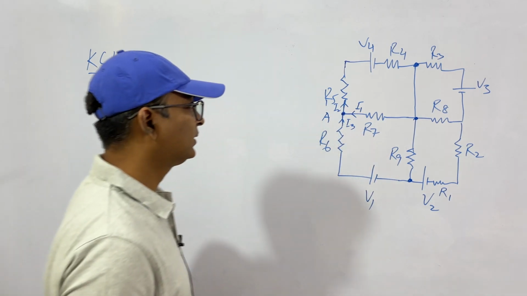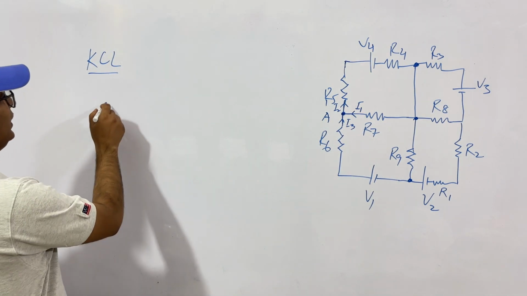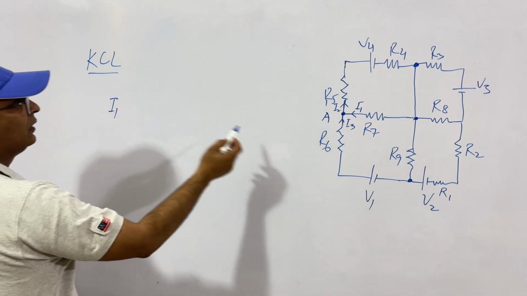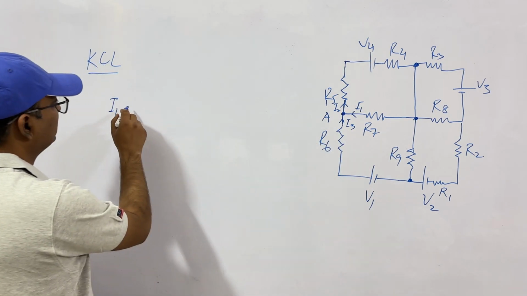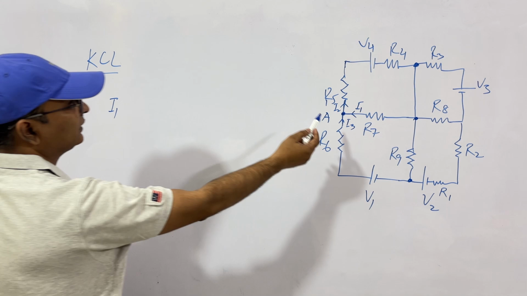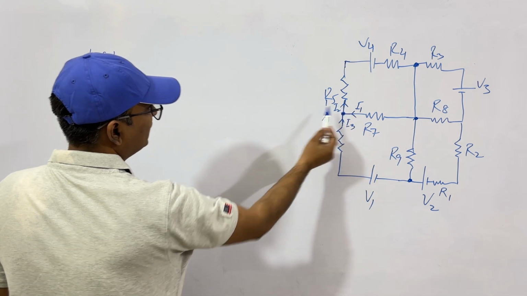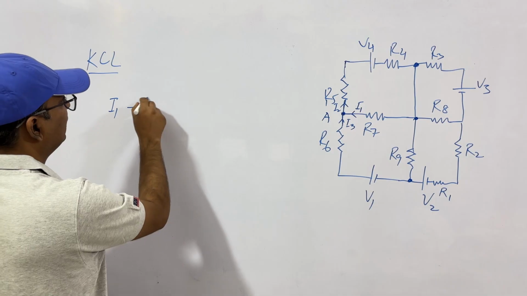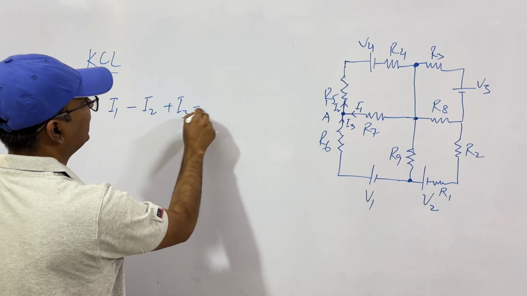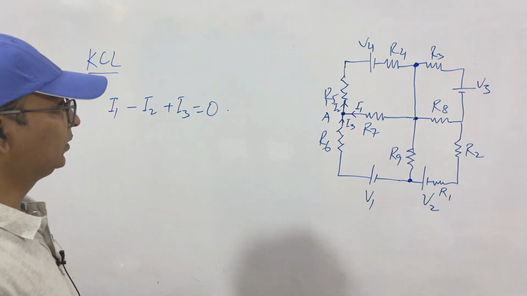I told you the algebraic sum of all incoming currents is 0. So incoming current you will take positive. I3 is also positive, but I2 is outgoing. I1 is entering the junction, I3 is entering the junction, but I2 is leaving. So I2 will be negative. I1 minus I2 plus I3 will be equal to 0. This is Kirchhoff's current law.